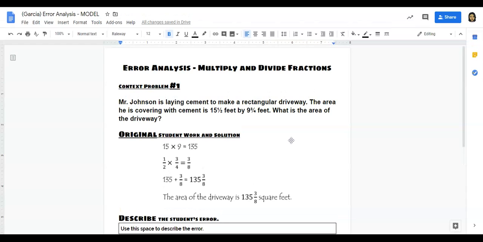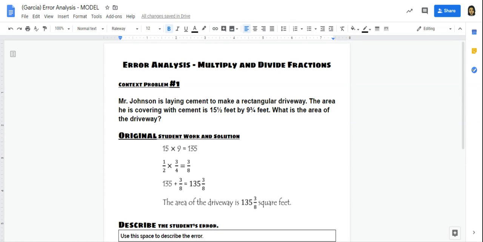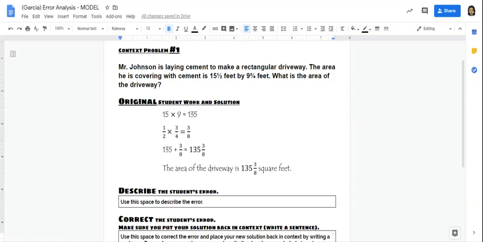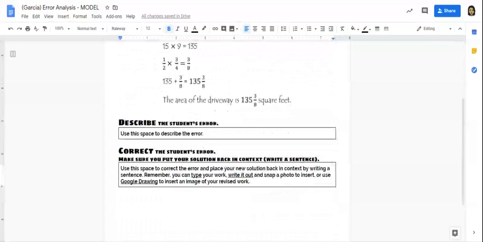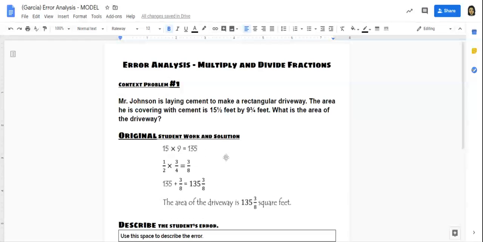Okay, so my error analysis today says multiplying and dividing fractions. And then I have a context problem here. I have the original work that a student completed, and it's already telling me that there's an error, that the student did this incorrectly. So I'm going to try and figure out how and why the student did something incorrectly and then correct it for them. Okay. Then I have a section here that says describe the student's error, and then a section here that says to correct it. So let's start with the very first step, which is to read the problem.